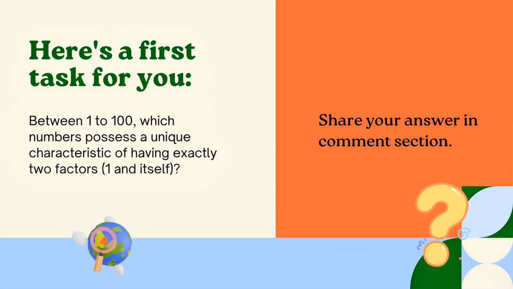Wait. Where are you going? Here's the first task for you. Between 1 to 100, which numbers possess a unique characteristic of having exactly two factors, 1 and itself? It means find the prime numbers between 1 and 100. Share your answer in the comment section.